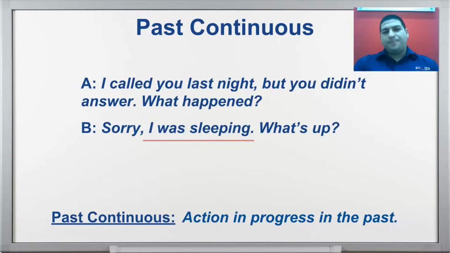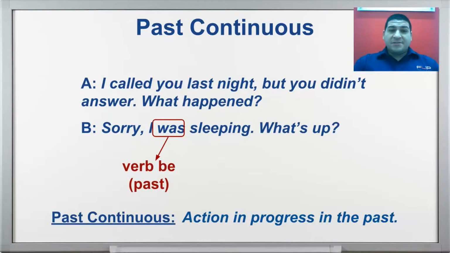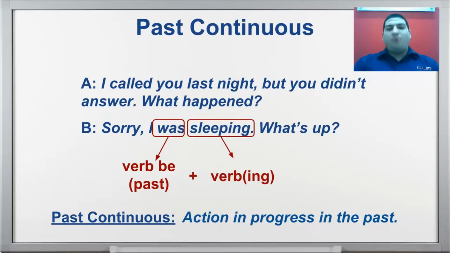Let's see here. Well, first, we're going to use verb be in the past. So, was or were, depending on the person, on the pronoun or the person. And we're going to use the verb in the ing form. So in this case, it's I. So I was, right? I was sleeping, ing. Okay? Pretty simple, right?